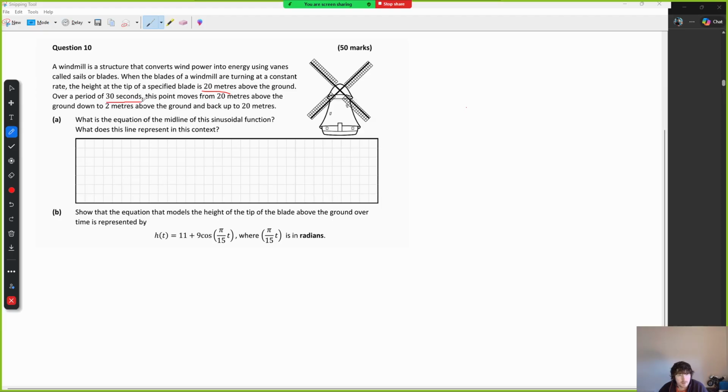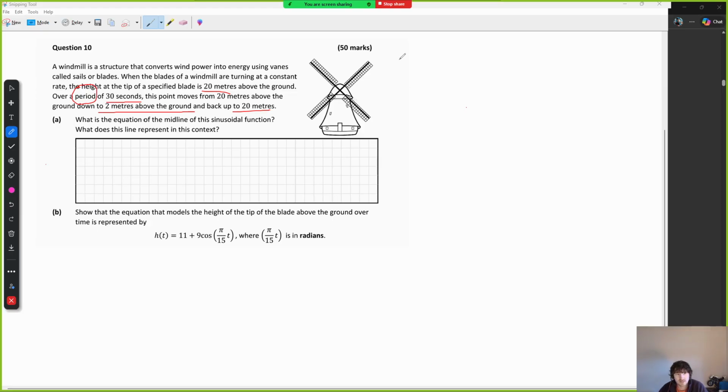Over a period, okay, that's an important word, of 30 seconds, this point moves from 20 meters above the ground down to 2 meters above the ground. Okay, so you're seeing it's going between 20 and 2, right? And then it goes back up to the 20. So that did describe its full period there if you read it carefully. So it said over 30 seconds, it goes from the 20 down to the 2 and then back up to the 20. So that for sure is the correct word there. That's a full period for this guy.